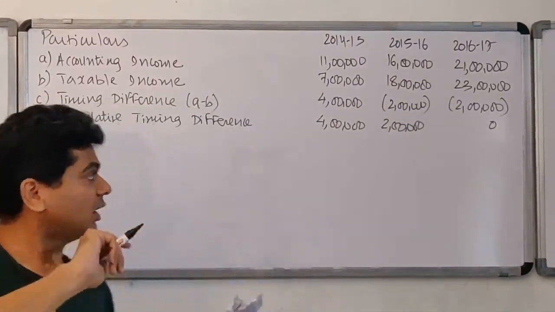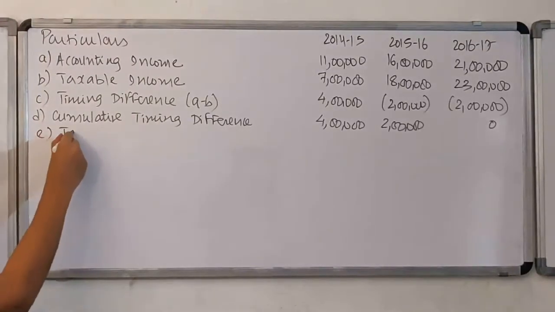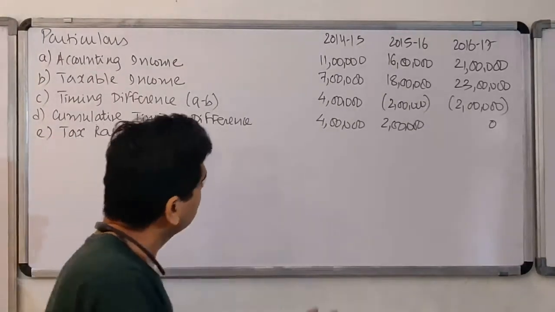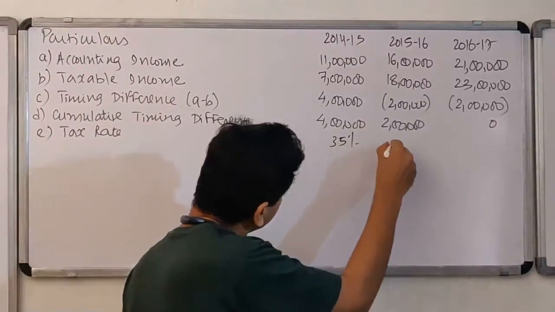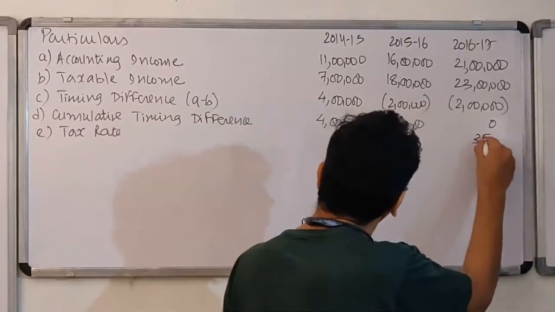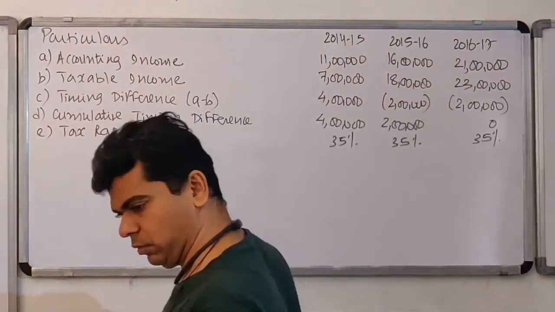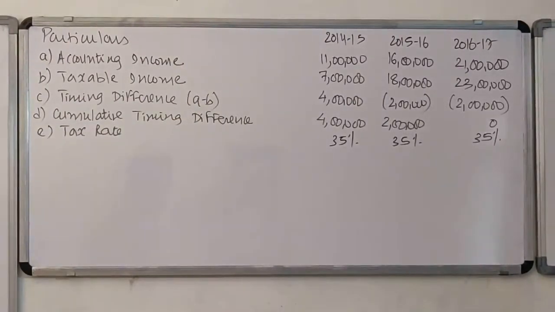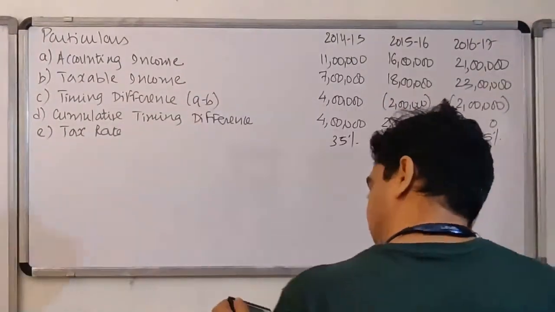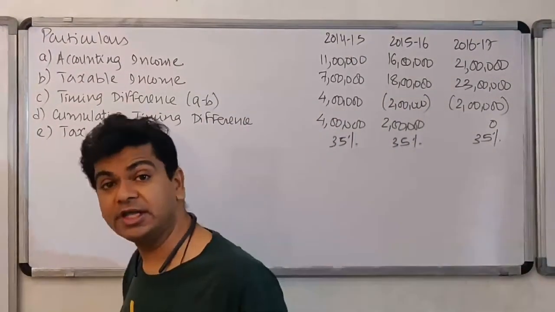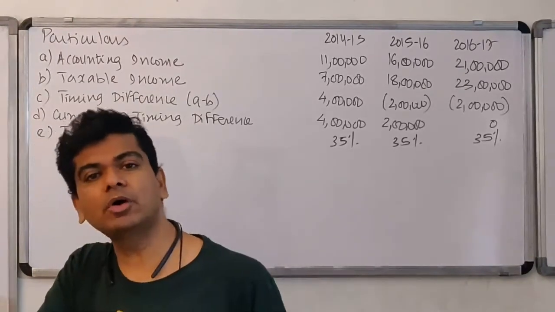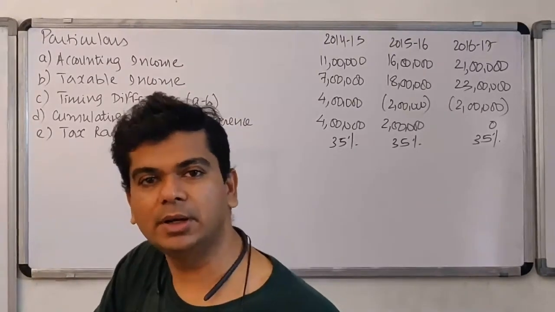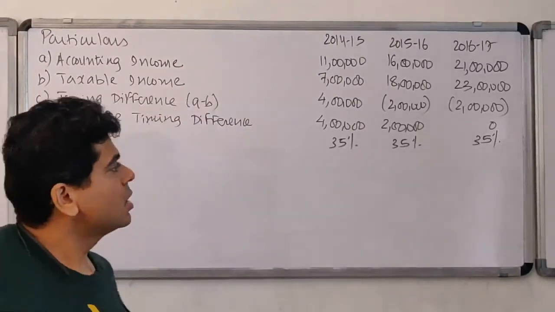Apply the tax rate now. Tax rate, 35%. So 4 lakhs I will multiply by 35%. It's turning out to be 1,40,000. So that's your deferred tax. Now the most important thing. Is it deferred tax asset? Is it deferred tax liability? What is it?